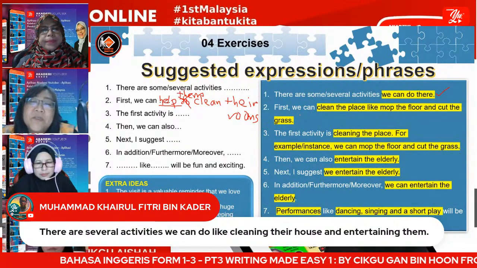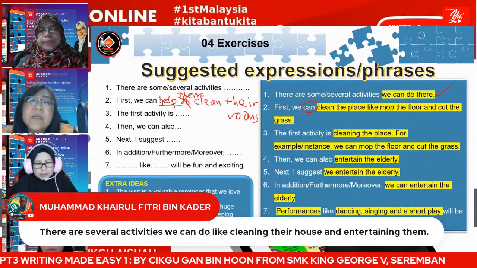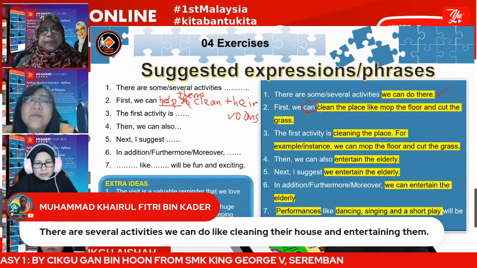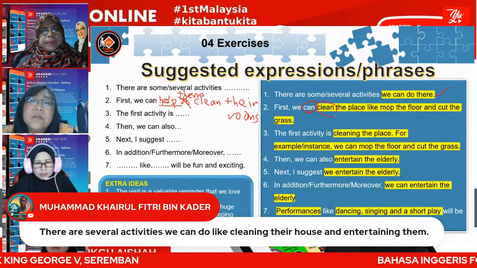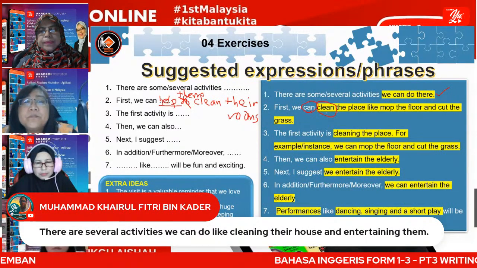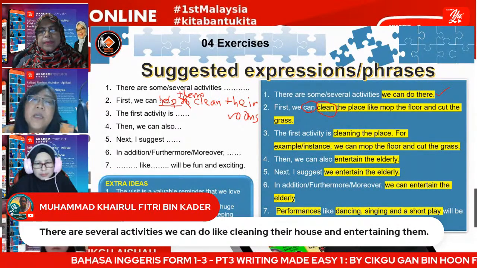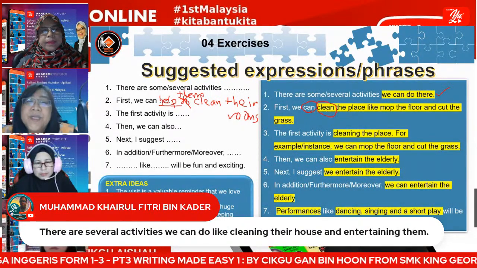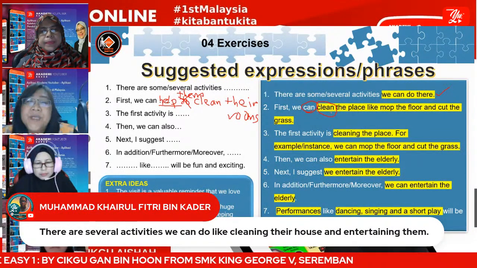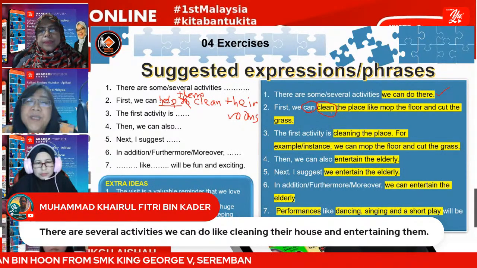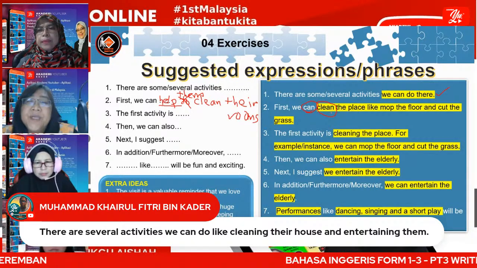So first, we can clean. The word can, you cannot put ing here. So you must write, first we can clean, first we can wash, first we can cut the grass. It must be the original or the root verb. First we can clean, first we can cut, first we can feed the animals, first we can wash the drains, or clean the drains, or first we can cut the grass. You need to put the original verb. First we can clean the place. Then you can give an example.